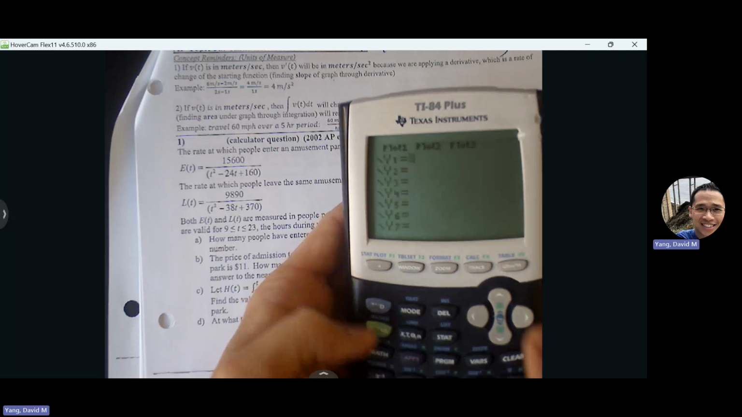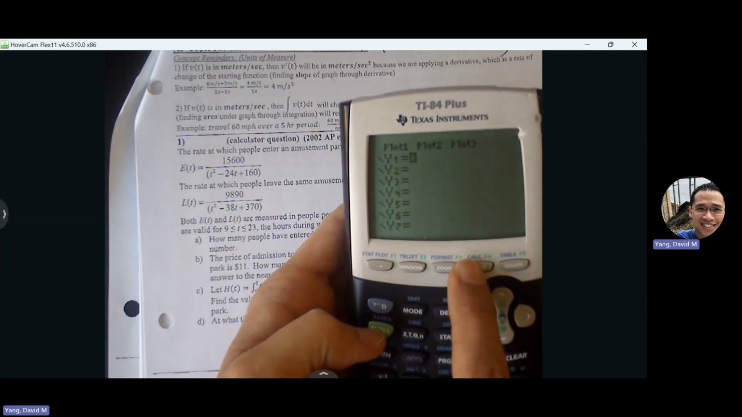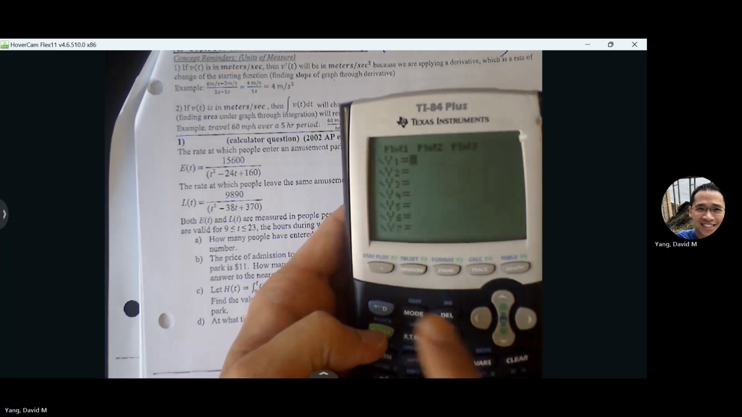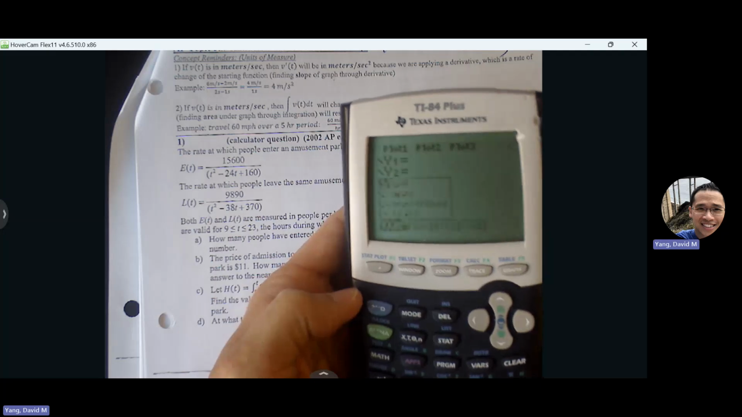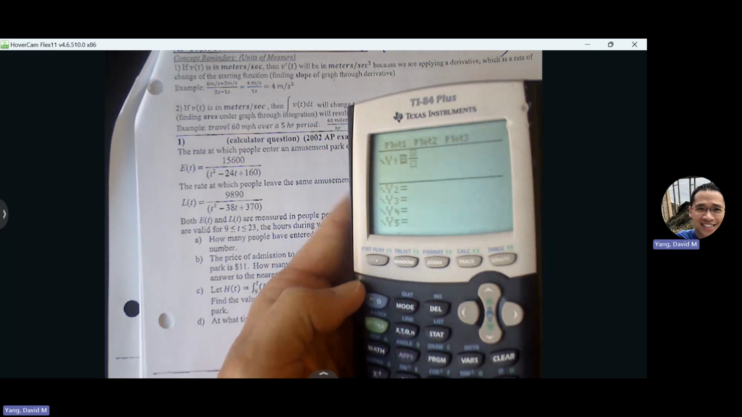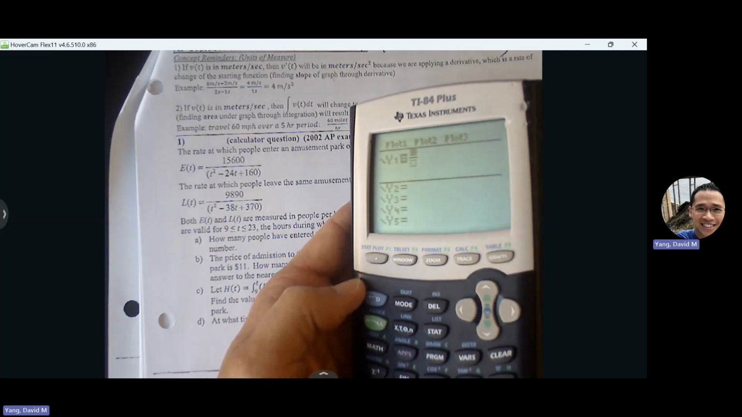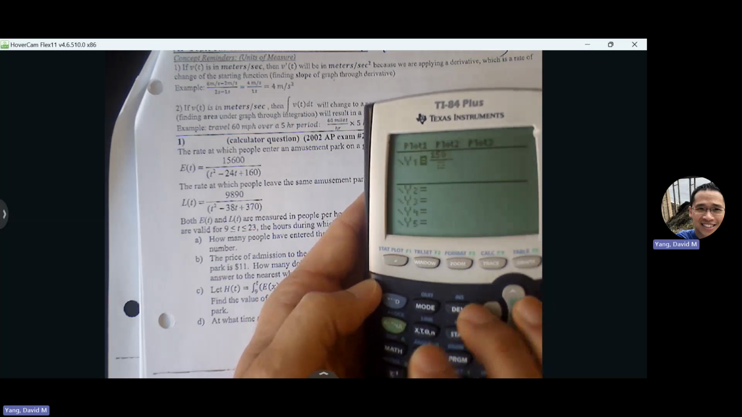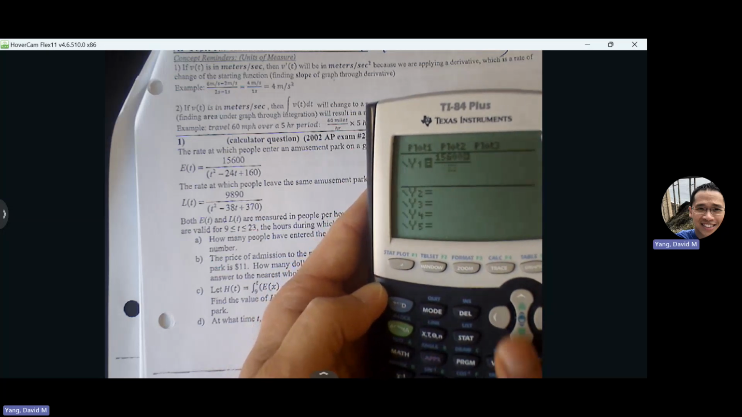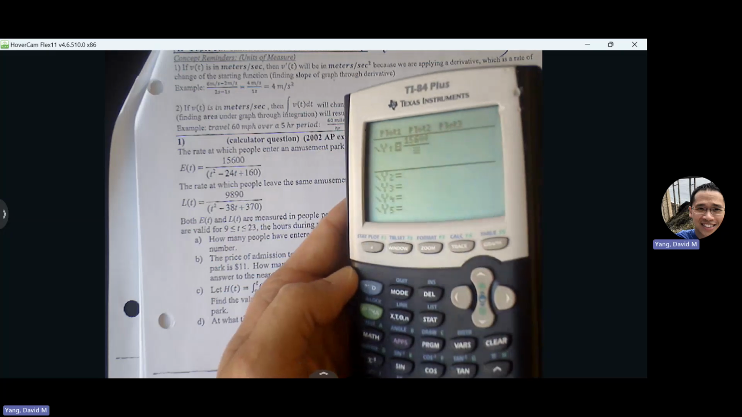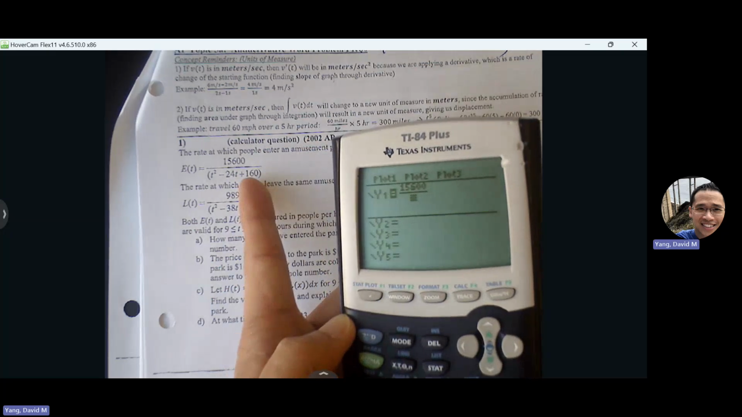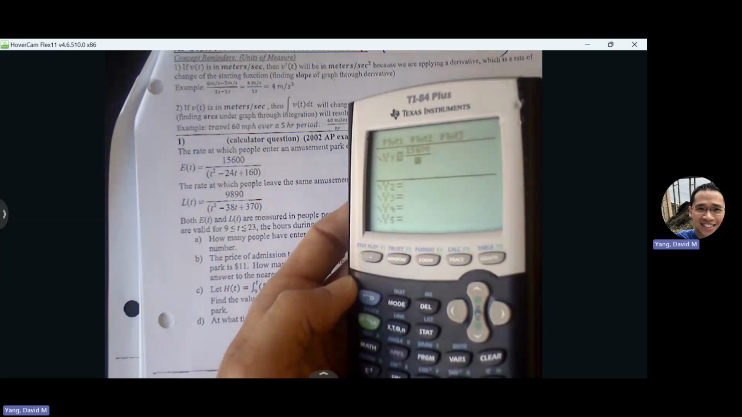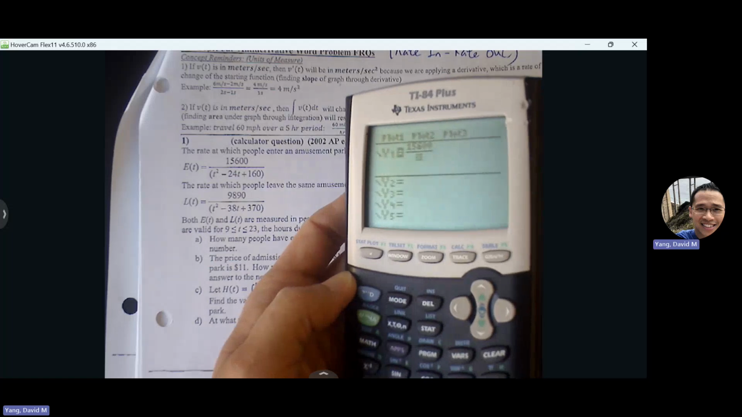Under Y1, for E of t, I'll do alpha y equals, just to get that numerator denominator template. And I'm just going to type in my E of t. 15,600 numerator. And then your denominator, even though on paper it is in terms of t, you're always using the x variable in your calculator.